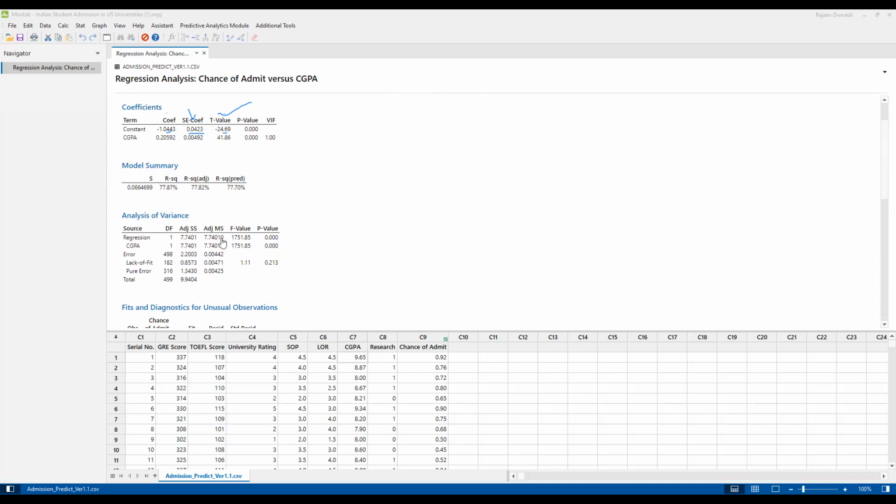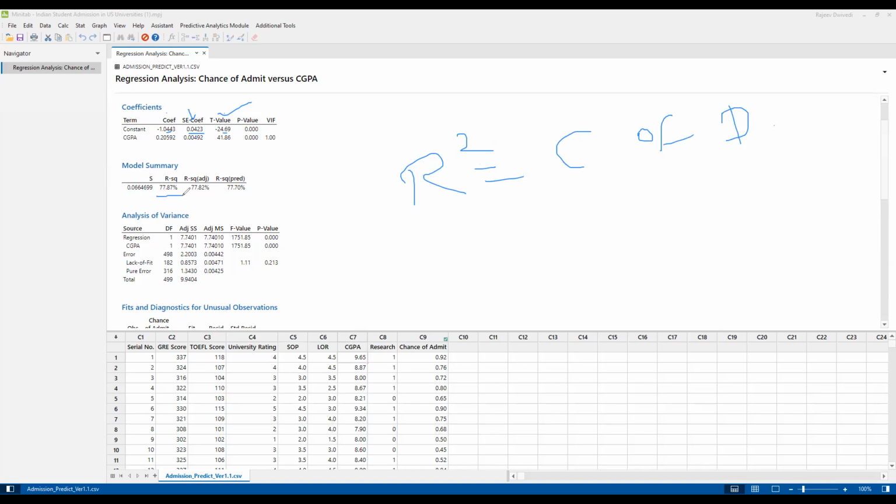Okay, so here we go. Now we come to this model. Here this is R square. R square is called the coefficient of determination, and it is 77.